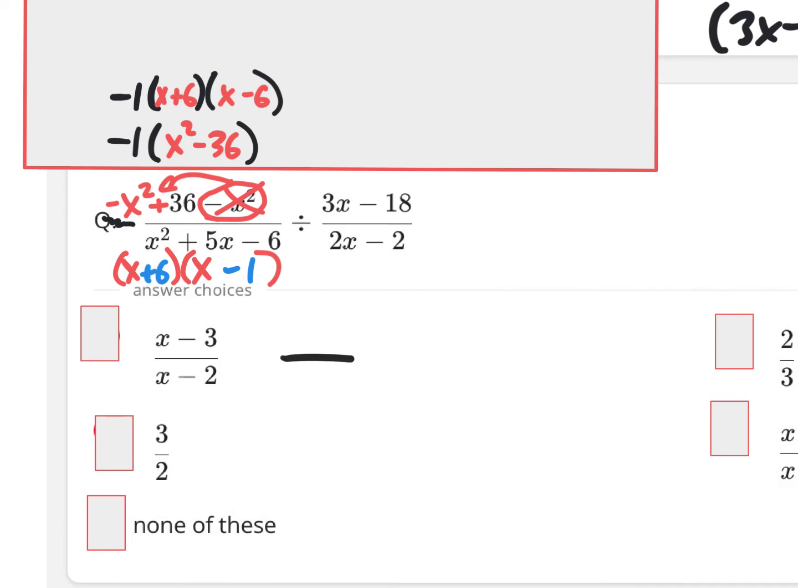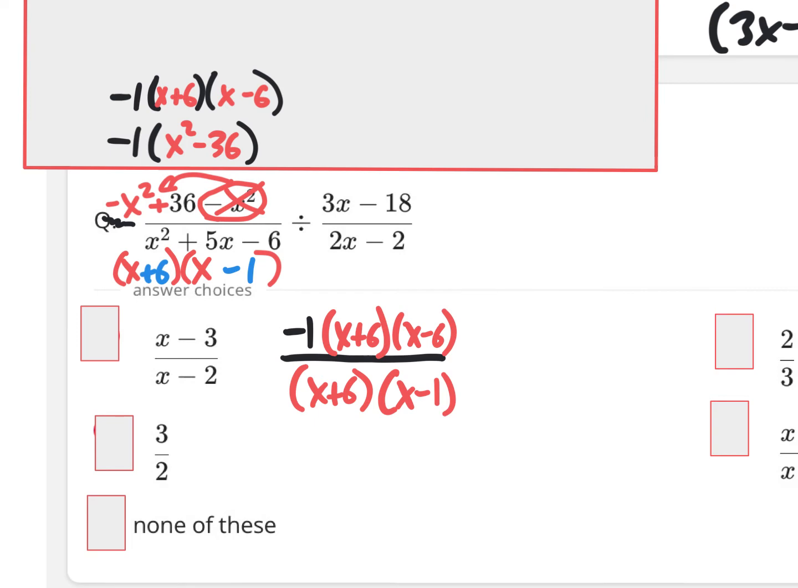So my first fraction has a negative 1, and then it has the x plus 6, x minus 6. And in the denominator, we have the x plus 6 and the x minus 1. Okay, and then we have this division that I am going to change to multiplication as long as I flip that second fraction. So that second fraction is going to be flipped.